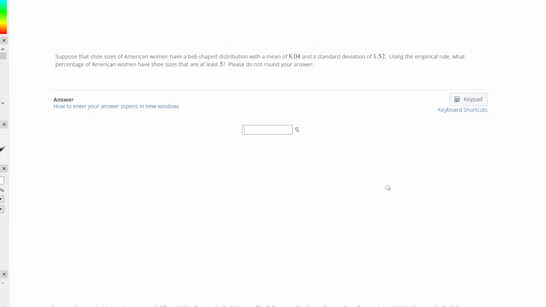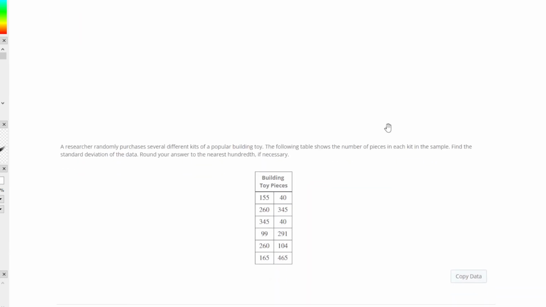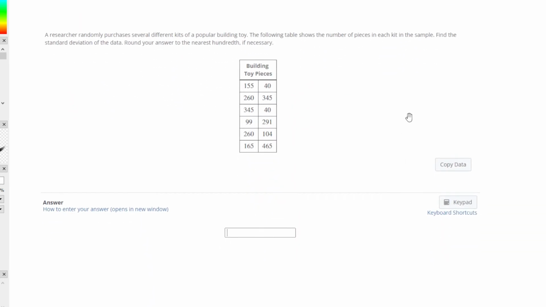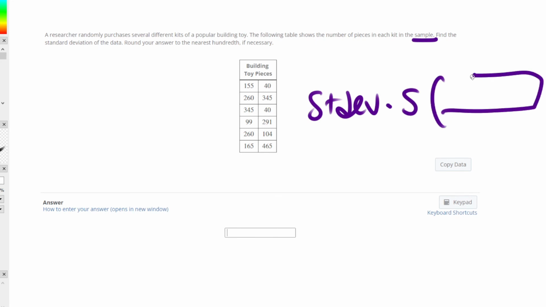This is another empirical value question, but I believe we've covered those enough. And this one is asking us for the standard deviation. In Hawks, you can copy the data like this and then paste it into Excel. And this one tells us that it's a sample, so we do the STDEV.S, and then paste those in, or put them into cells and grab a range.